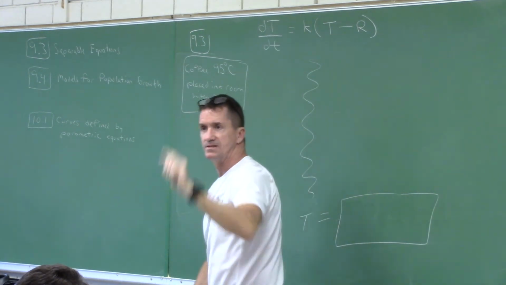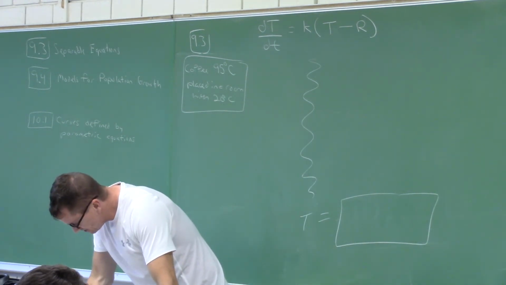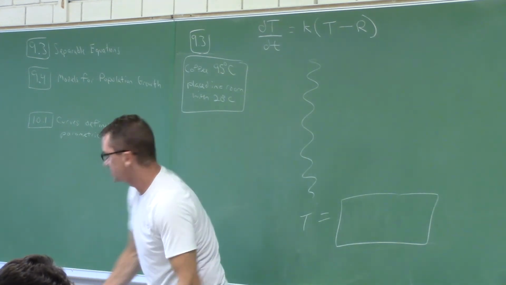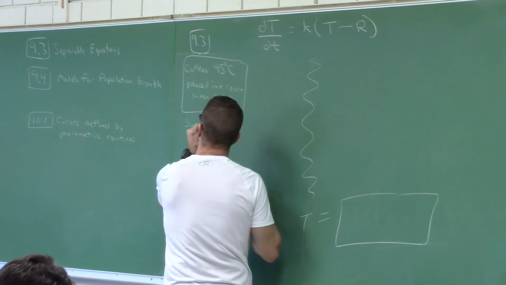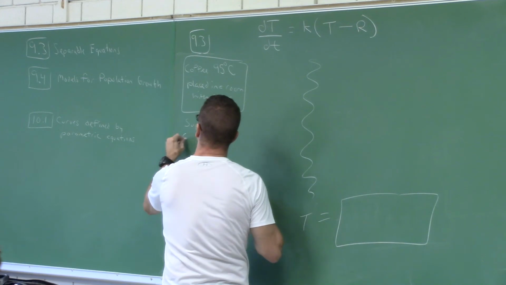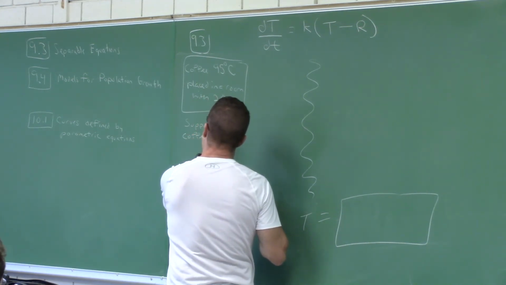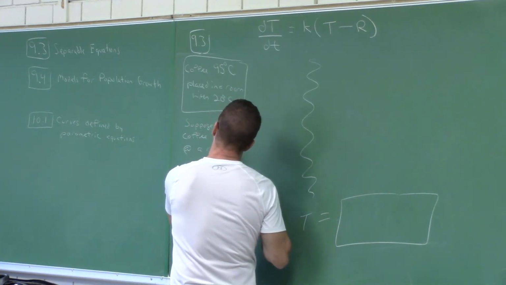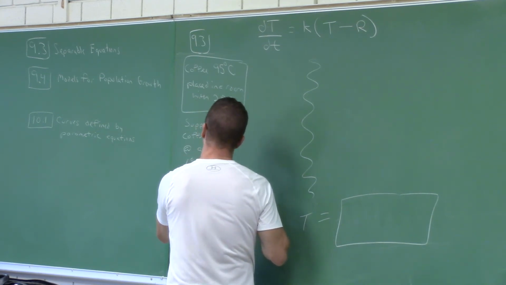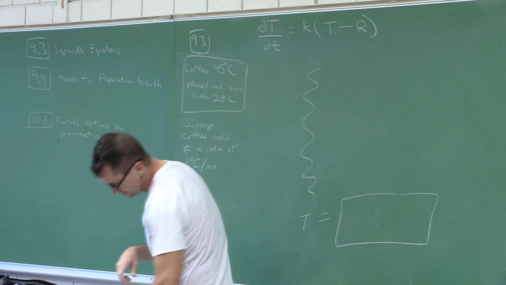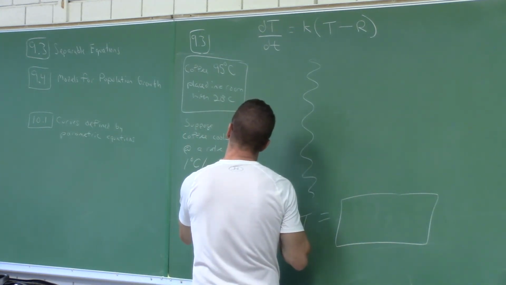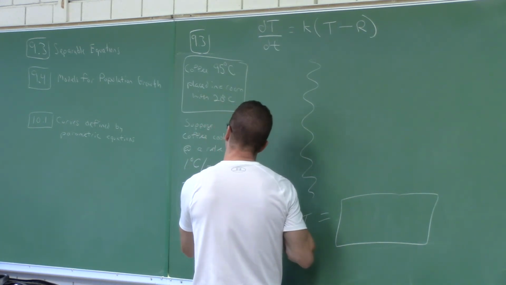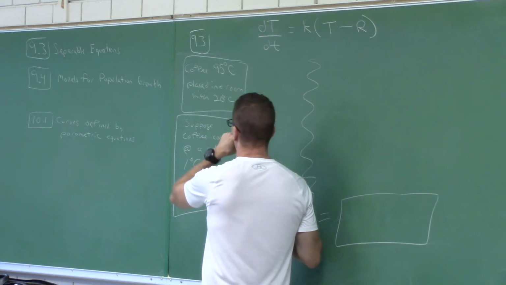They did give one more piece of information, so I'm going to read it to you. They said, suppose the coffee cools at a rate of 1 degree Celsius per minute when T equals 70. So I'm just going to write that down. Suppose the coffee cools at a rate of 1 degree Celsius per minute when the temperature of that coffee is 70 degrees Celsius. All right.